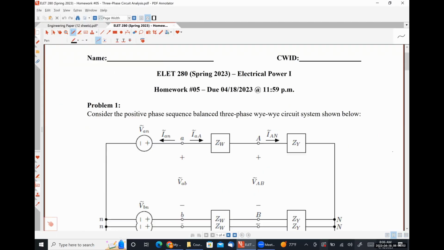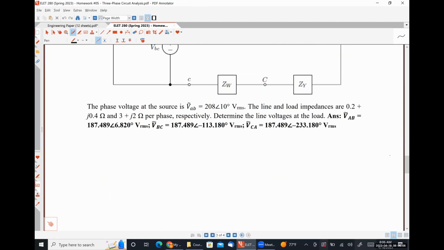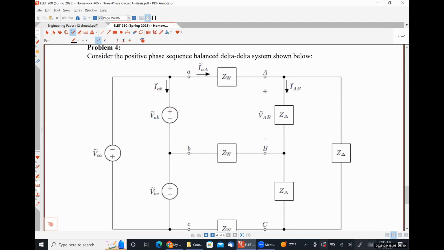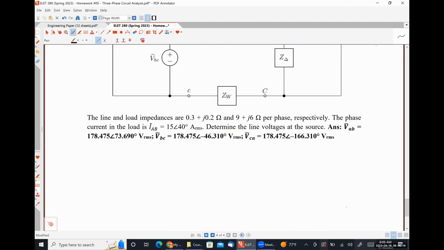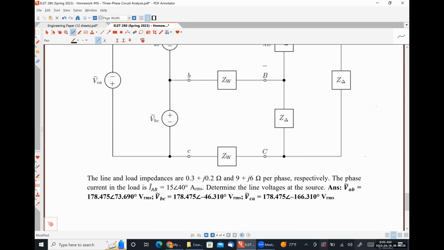All right, so Bailey has asked about problem number 4. I'm just scrolling down here to look at it. Let me get my computer in a way that I can write on things. So we have a delta-delta system, and we are asked to determine the line voltages at the source if we know the phase current in the load.